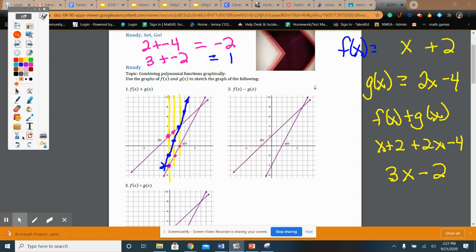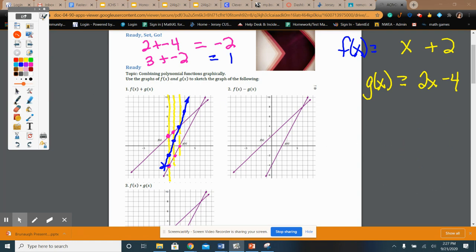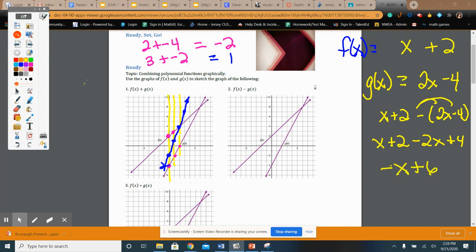Now, how about subtraction? The lines are the same. So when I do f of x minus g of x with subtraction, I would have x plus 2 minus, in parentheses, 2x minus 4. Distribute: x plus 2 minus 2x plus 4, which will be negative x plus 6. So that's what I expect the graph to look like. Now, order does matter when you're going to do this one, so be very careful that you take the f value first minus the g value.